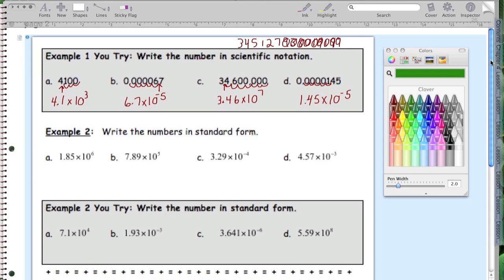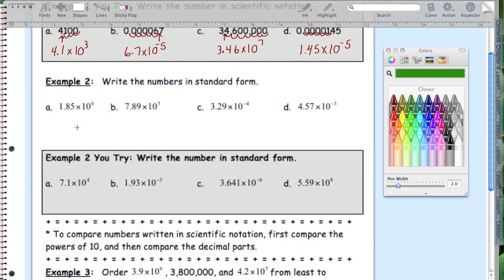Represent a small number. Write these numbers in standard form, so we're going to go the other way. We're going to start with our number, 1.85, and we know that times 10 it's a positive exponent, so it's going to be a big number. So I'm going to go 1, 2, 3, 4, 5, 6, and just fill in these places with zeros. So my answer is 1,850,000, which represents an exponent that's positive, represents a big number, so we did it right.